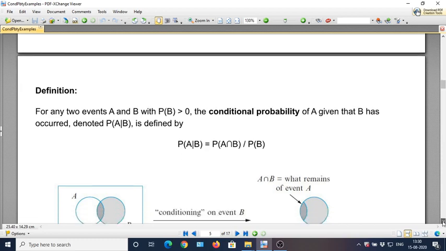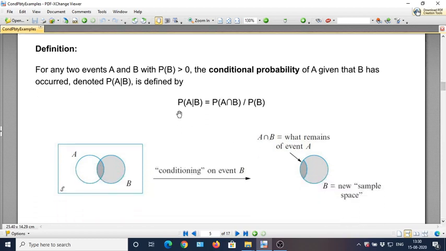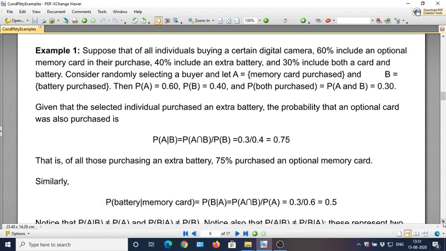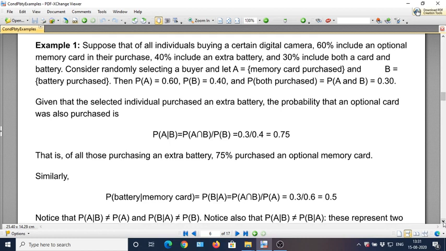Then we defined the conditional probability of A given B as the fraction given by probability of A intersection B divided by probability of B. That is, with the knowledge that B has occurred, the sample space reduces to the event B, and therefore the newer probability measure is nothing but the probability of A intersection B divided by probability of B. We will now look at an example that the conditional probabilities of A given B and B given A need not be the same.